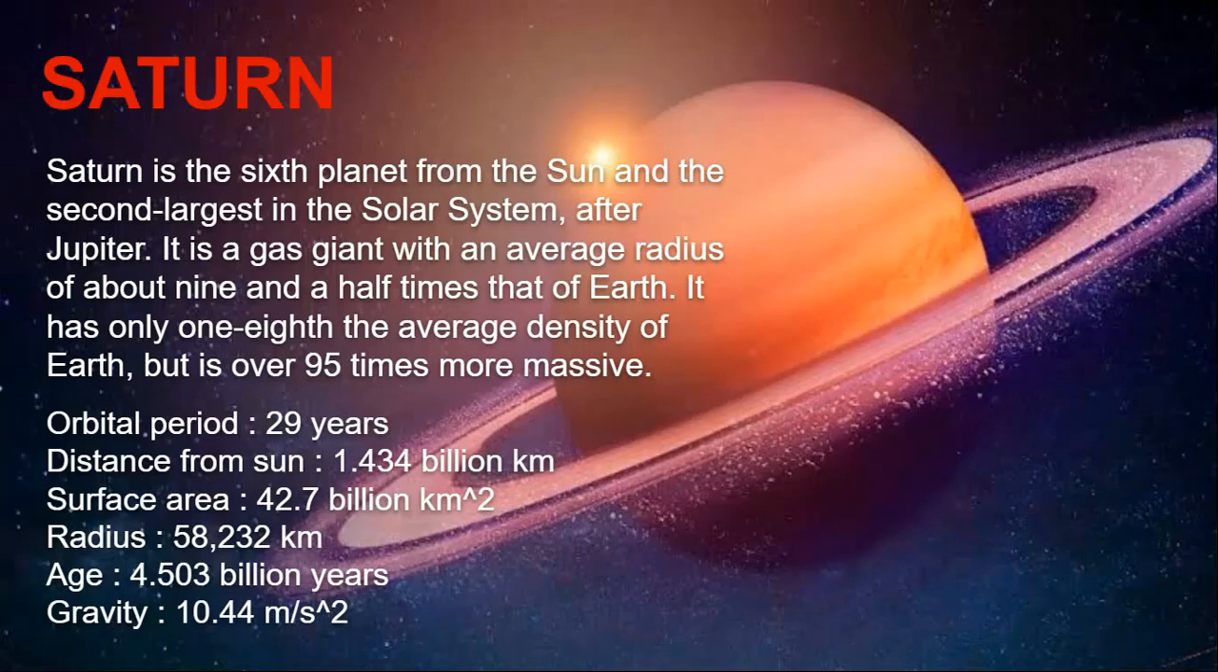Its orbital period is 29 years. Its distance from the Sun is 1.434 billion kilometers. Its surface area is 42.7 billion kilometers square. Its radius is 58,232 kilometers. Its age is 4.503 billion years. Its gravity is 10.44 meters per second square.